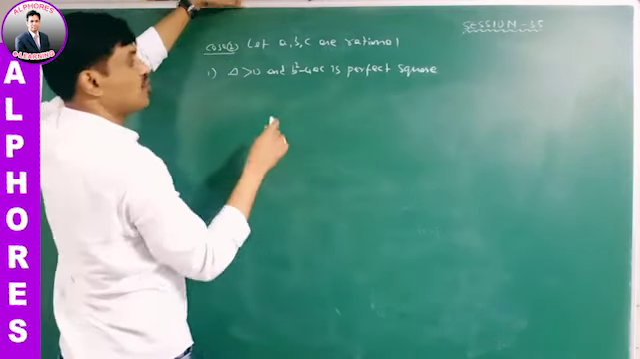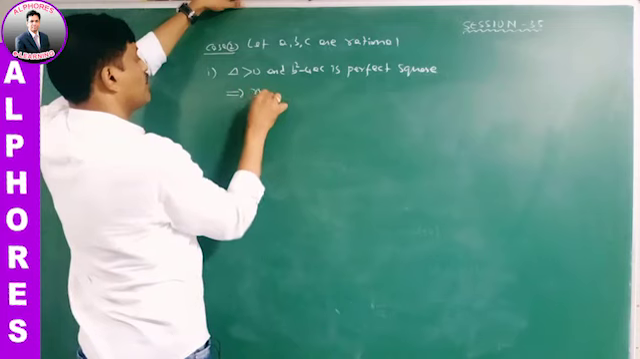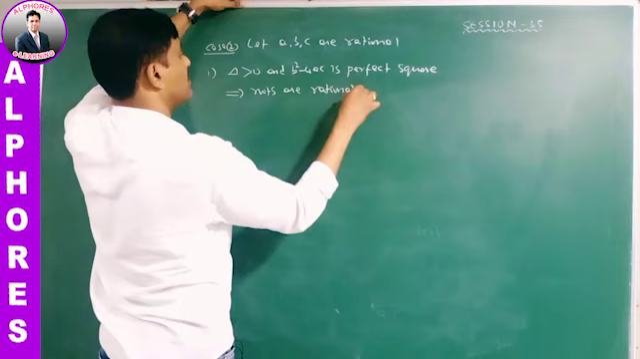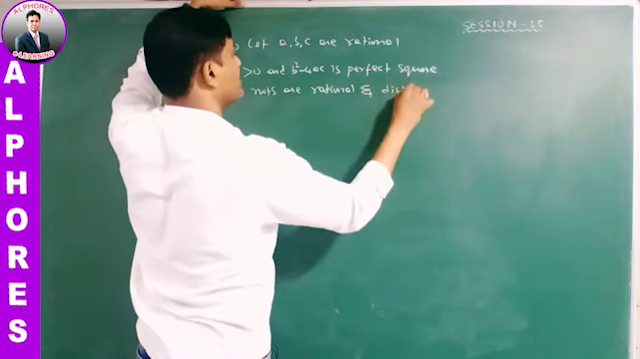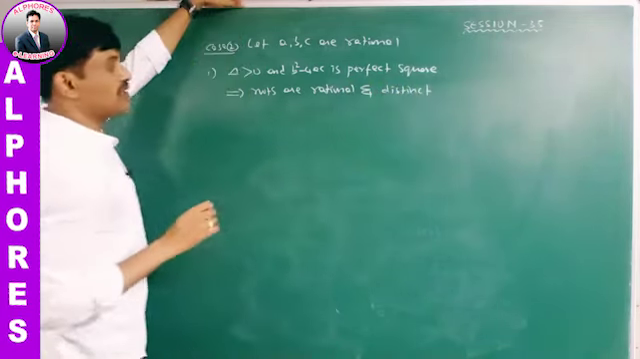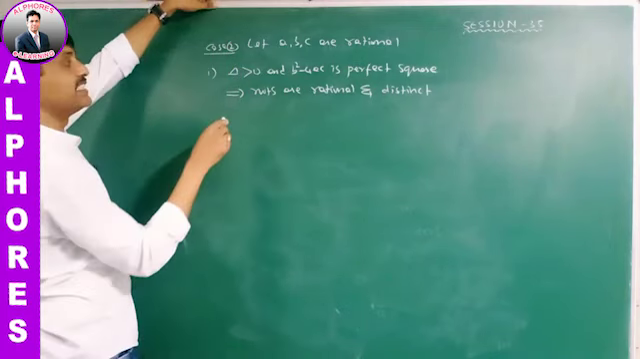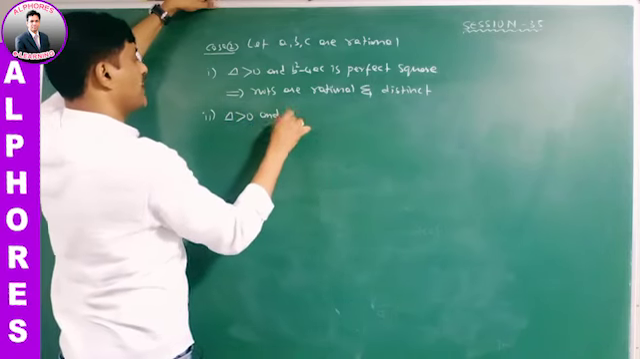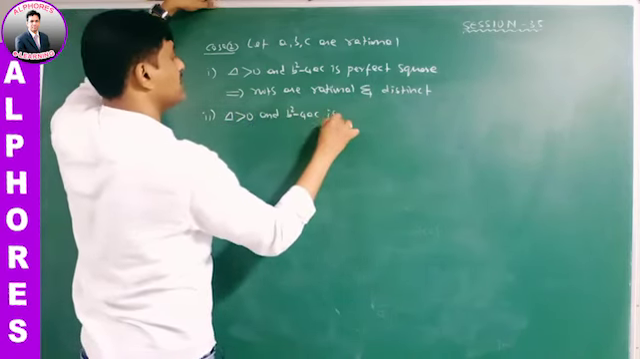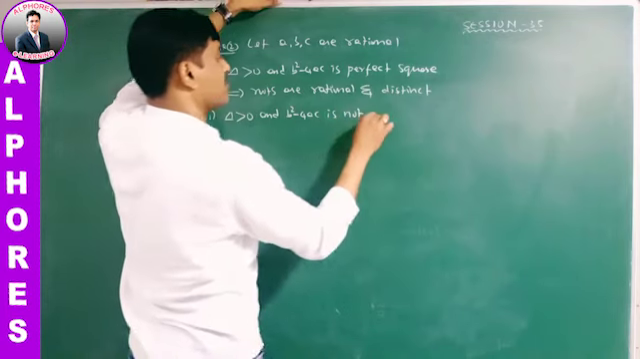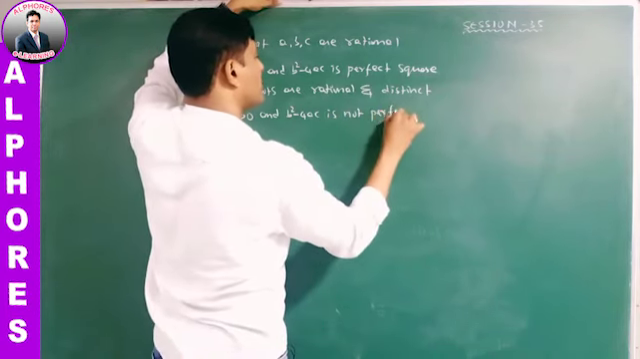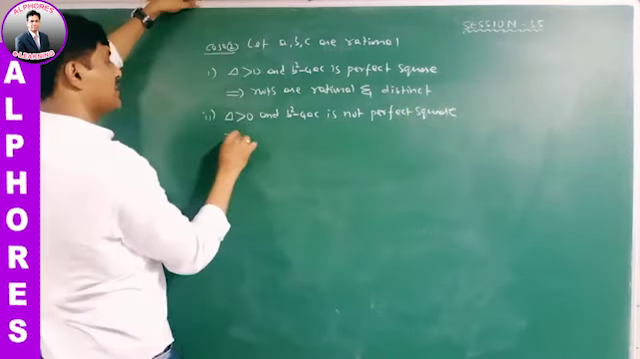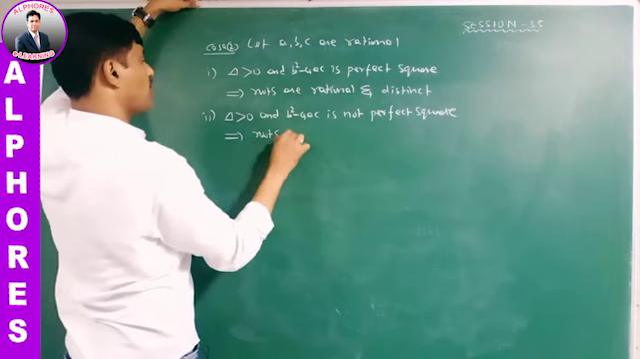Perfect square. In this case roots are rational and distinct. Second one, delta greater than 0 and b square minus 4ac is not a perfect square. In this case roots are irrational.